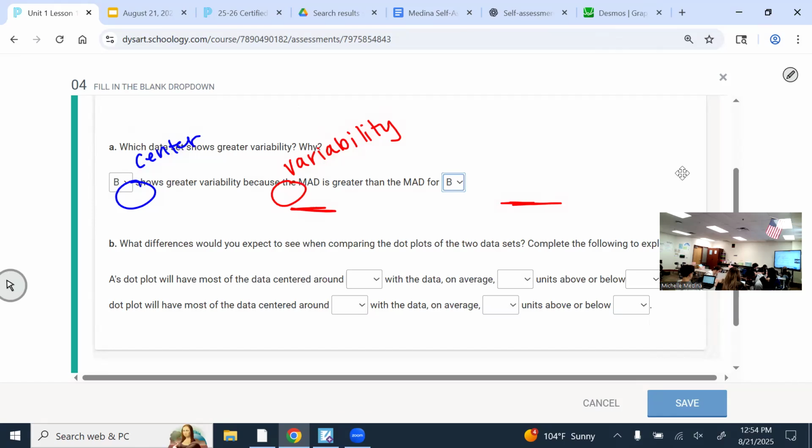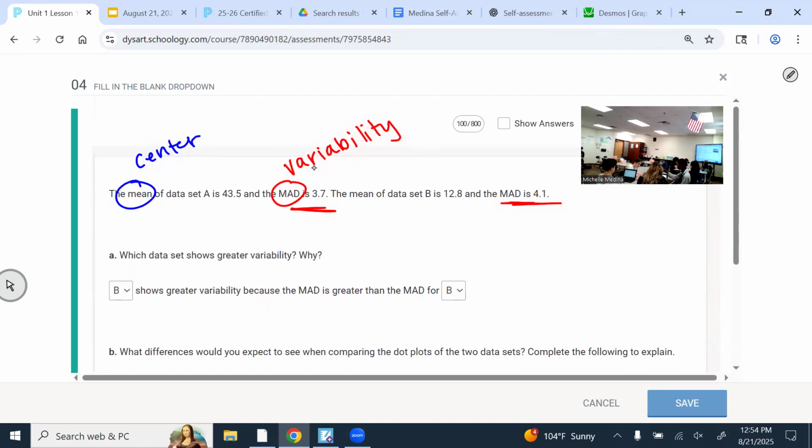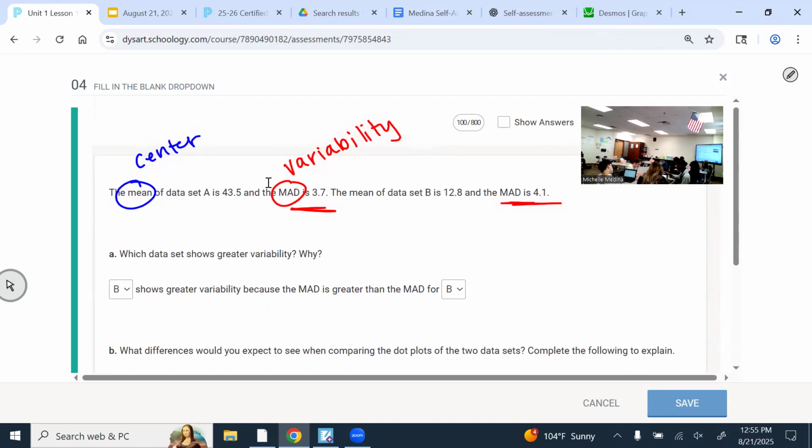What differences would you expect to see when comparing the dot plots of the two data sets? Complete the following to explain. A's dot plot will have the most data centered around blank. So again, go back to center compared to variability. We're talking about data set A right now. Where should my data be centered for data set A? Around what?